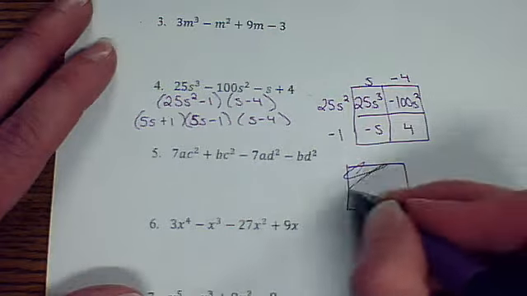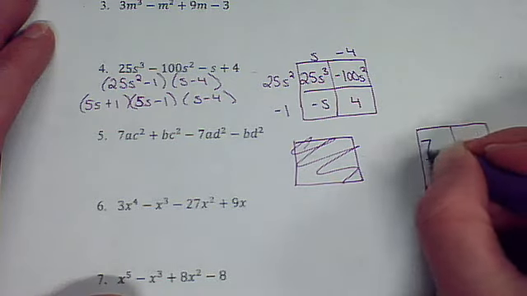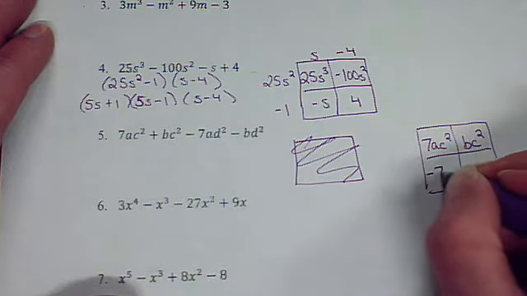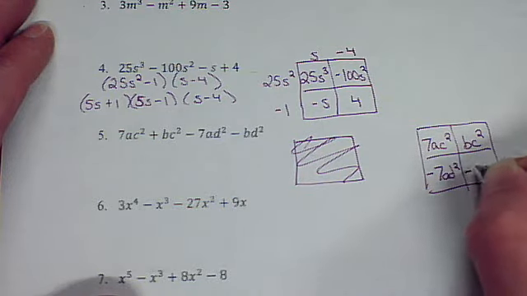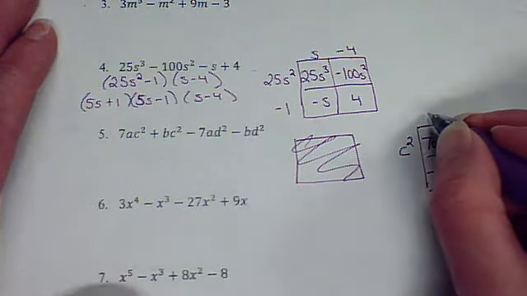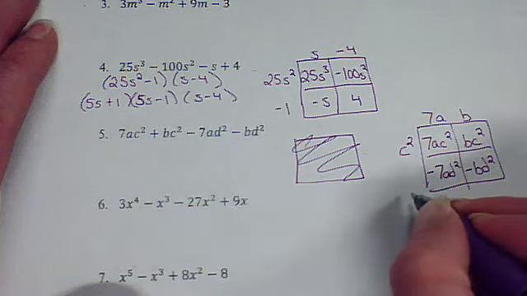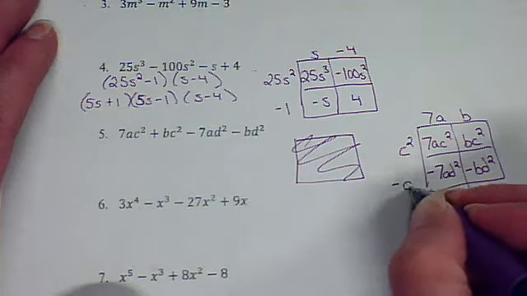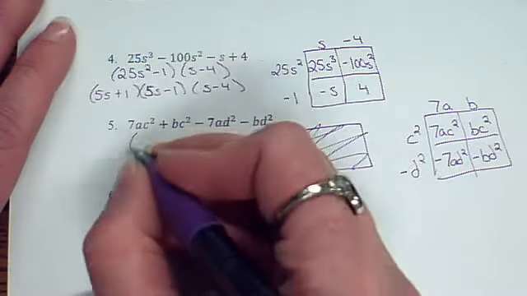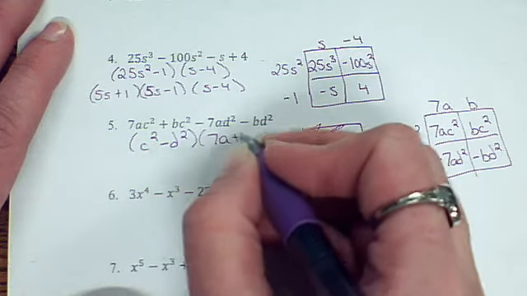Now I figured this one might give you some problems too, just because it's got a lot of letters. Maybe I'll need a bigger box. Alright, so we have 7ac squared, bc squared, negative 7ad squared, minus bd squared. The first row has c squared in common. That means I need a 7a here, and I need a b here. That would mean I need a negative d squared there. So I end up with c squared minus d squared, and then 7a plus b.